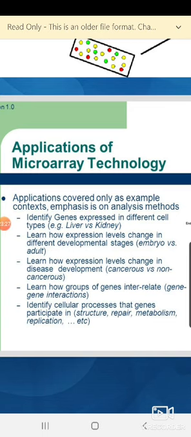We can also learn how expression level changes in disease development. That means, as I mentioned earlier also, a control cell or an affected, disease cell, if you can compare, you can see the different pattern of gene expression. We can also learn how groups of genes are interrelated, that means gene-gene interaction takes place. We can identify cellular processes in which genes participate. That means structure, repair, metabolism, replication, in each process, how these genes are behaving. So these are the basics. There are many more applications, but these are enough to explain at your level. So these are the applications of the microarray technique.